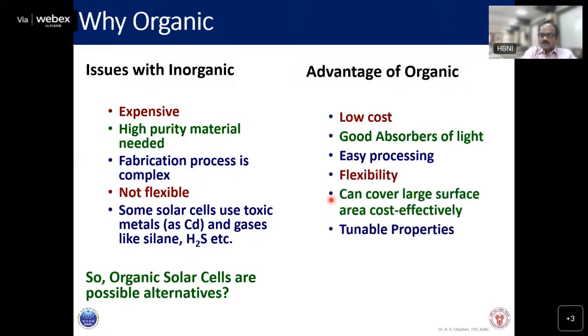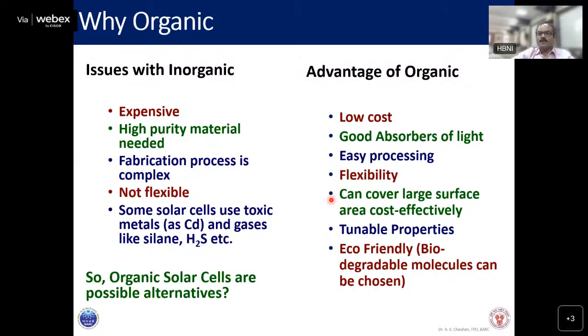Organic materials as such, I'm not talking about solar cells right now, are low cost, and they are good absorbers of light. Processing is easy. They can be processed in the lab very easily, by chemical processing or solution processing. Flexibility: the materials made from these small organic materials or organic semiconductors are flexible if they are deposited on a flexible substrate, and can cover a large surface area cost effectively because the price is cheaper. So you can have large area coverage.